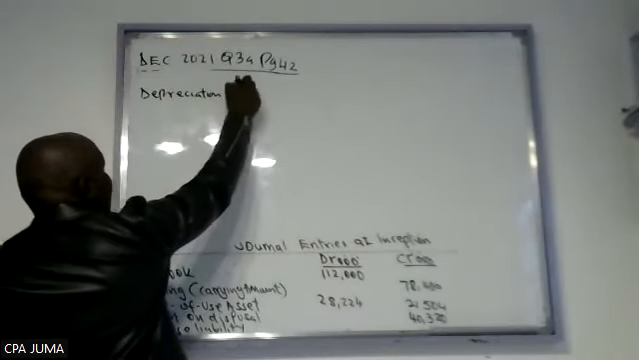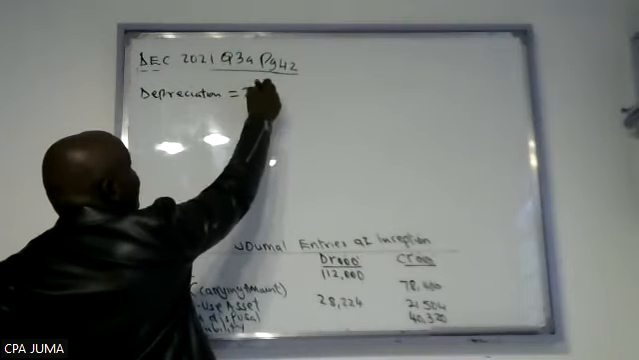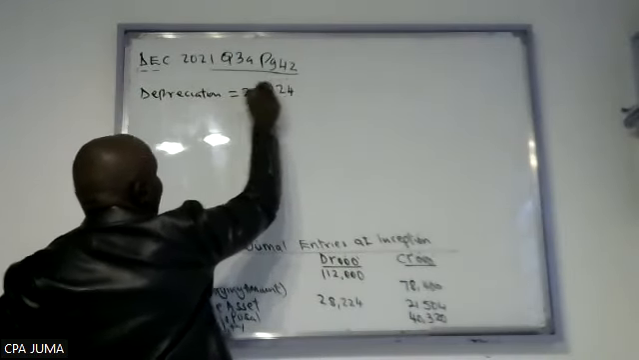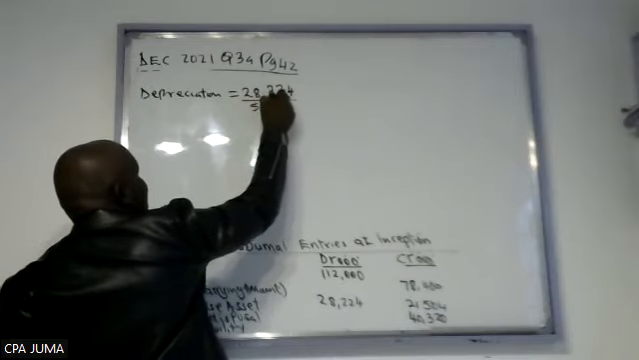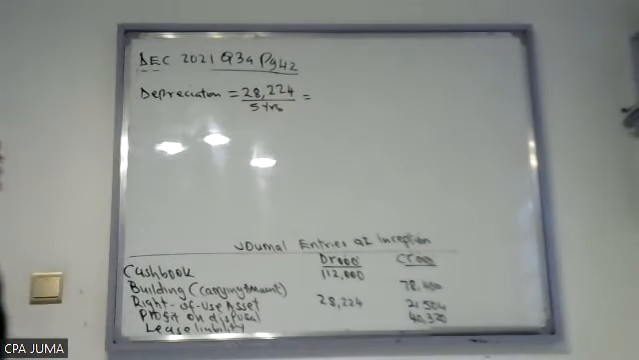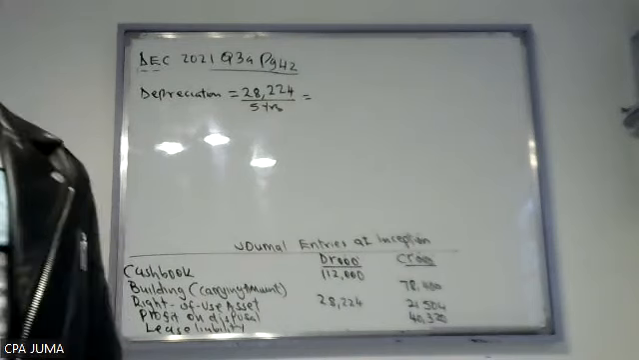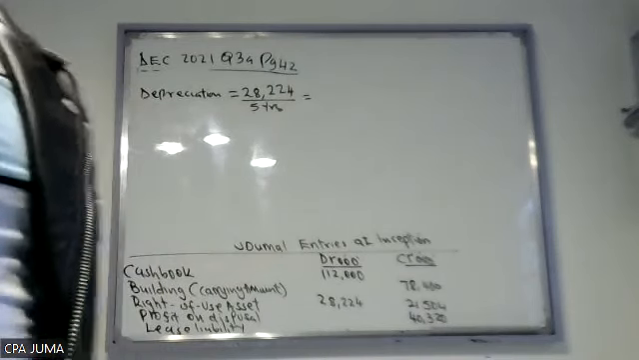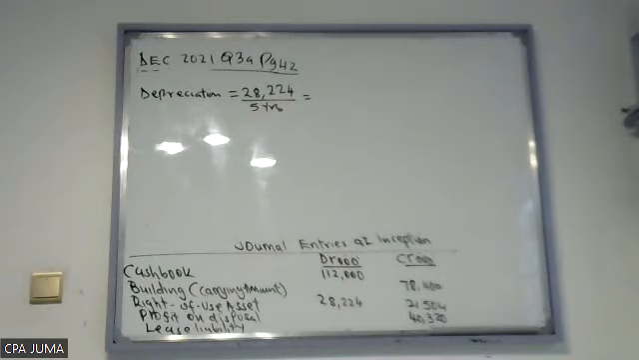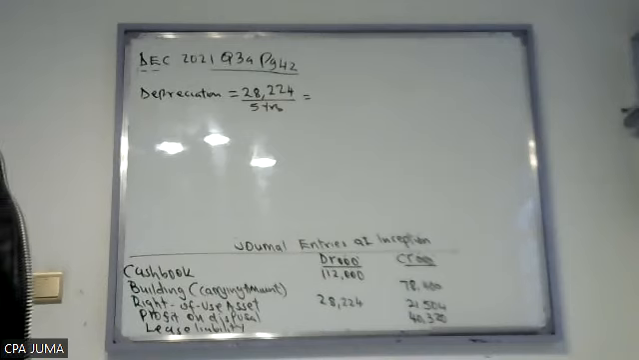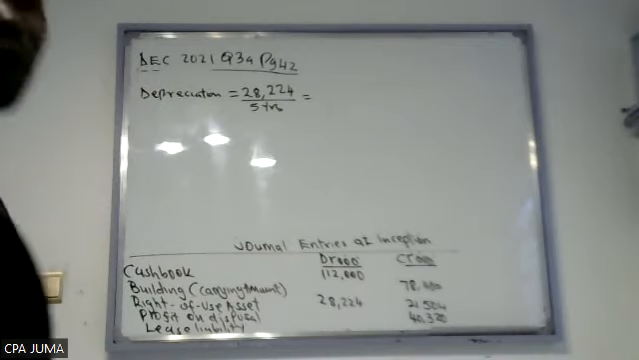So we'll take 28, give me the answer, 224 divided by 5 years. That is the depreciation which we'll charge in the financial statements. So how much are we charging? How much are we charging? 5644.8.